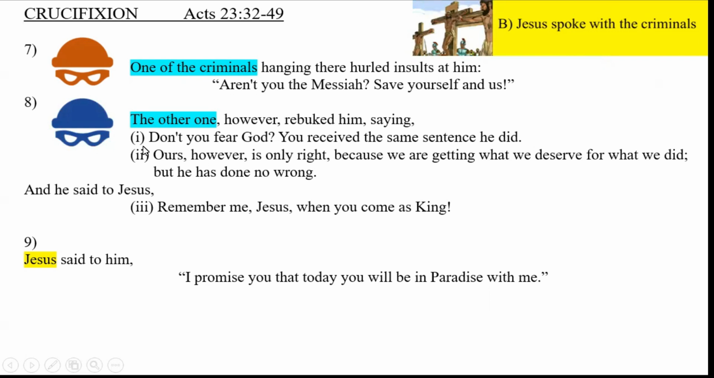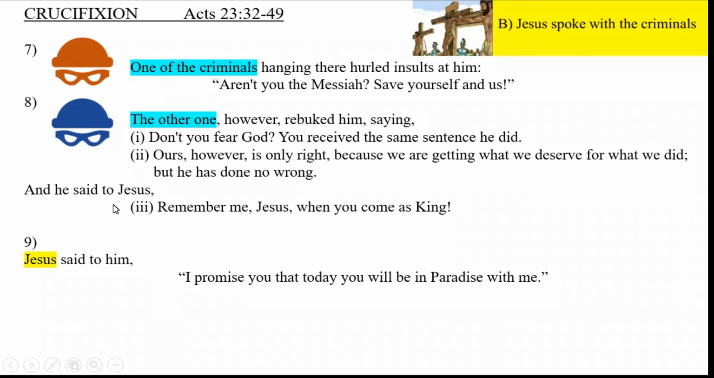Now the second criminal rebuked him. He said 3 things, 1, 2, 3 over here. The first thing he said is, "Don't you fear God? You received the same sentence, the same punishment as Jesus did." Number 2, "Ours, however, is only right because we are getting what we deserve for what we did. But Jesus, he has done no wrong."